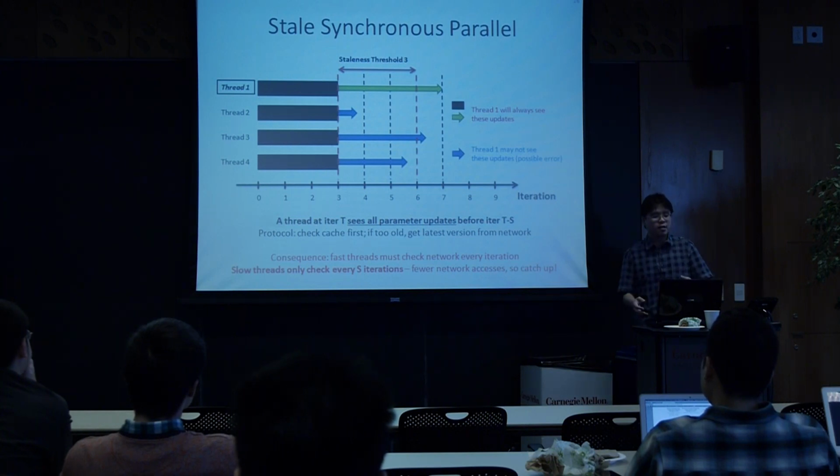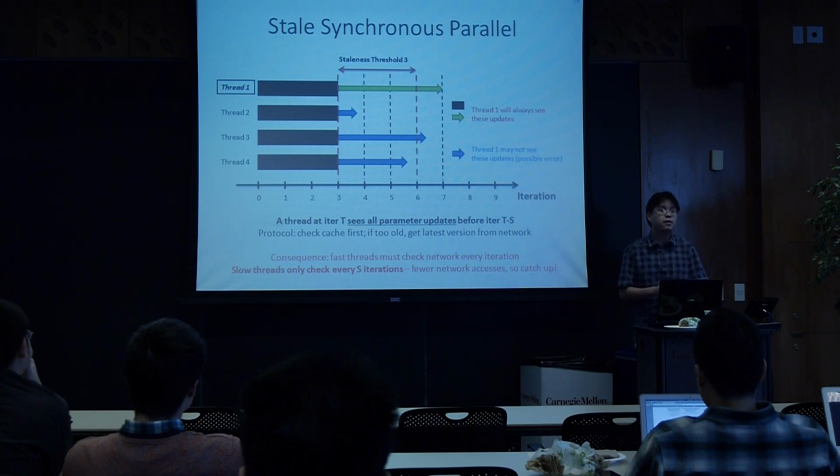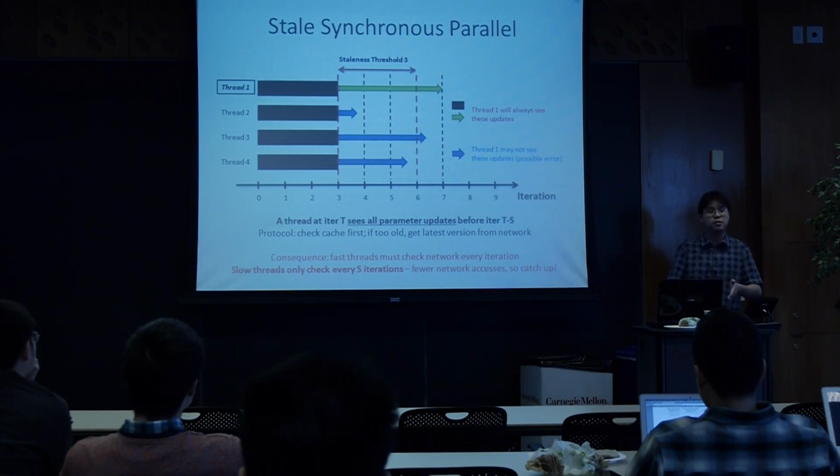So why do I make a big deal about having the fast threads read every iteration and the slow threads read every 1 over s iterations? That's because, remember that I said the network is a slow bottleneck. You make fewer network accesses, you wait less for parameters over the network, and the thread naturally catches up. In other words, this system has a sort of self-balancing property: not only will it not allow slow and fast threads to drift too far apart, it will also help the slow threads catch up, which is important in a distributed system where the machines don't perform equally and the network may be unreliable.